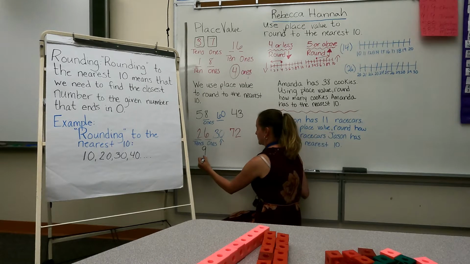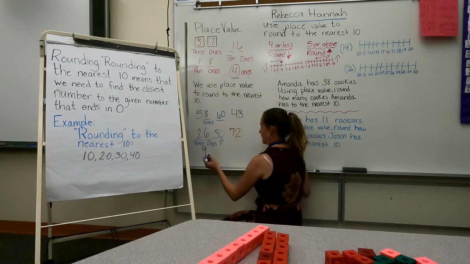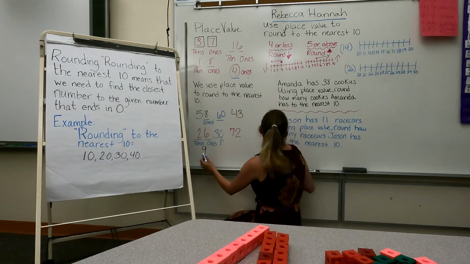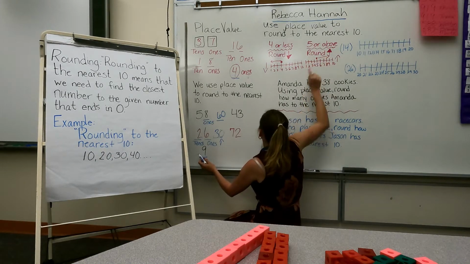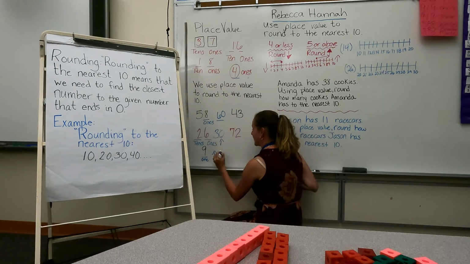The next number, we just have a 9. Because it's a number on its own, it is already a 1. Because the 9 is 5 or above, we're going to round up. The closest 10 to 9 is 10.